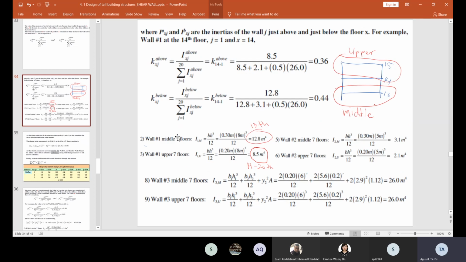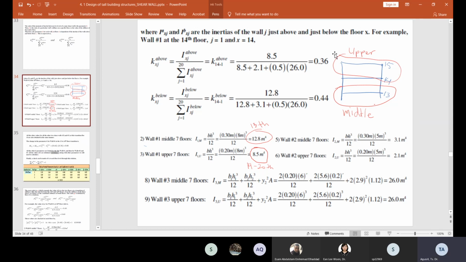So for the below one we have 12.8 divided by the total. The total is 12.8 plus 3.1 plus 0.5, multiplied by 26. So this value. And then from this, the K above for floor 14 is 0.36, and the K below is 0.44.